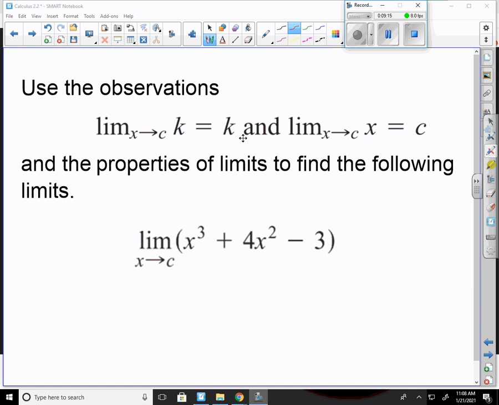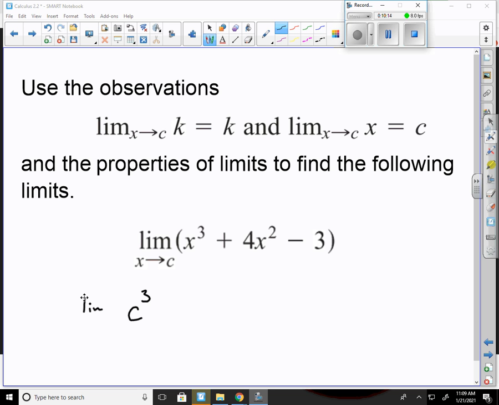Now we can start to look at what these rules actually mean. So it says, use the observations that the limit as x approaches c of k equals k, and the limit as x approaches c of x equals c, and the properties of limits to find the following limits. So I'll break down what that means. So c here is just a real number, so it could be any number at all. And what this means is, based on what we've just learned, if the limit as x approaches c of x equals c, then this would be c to the third power.